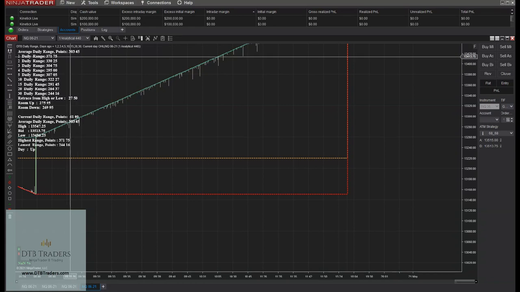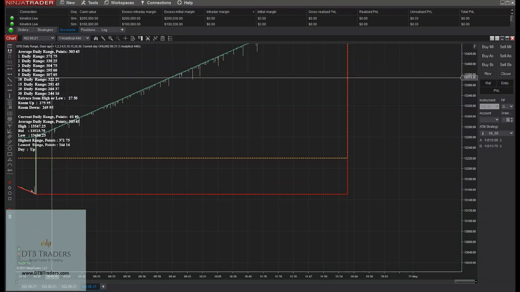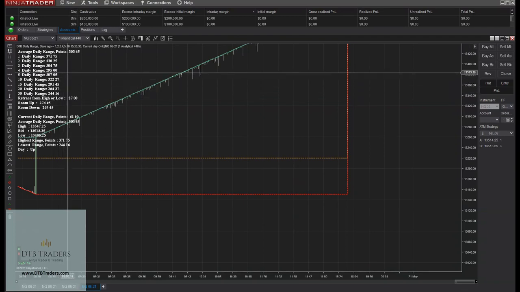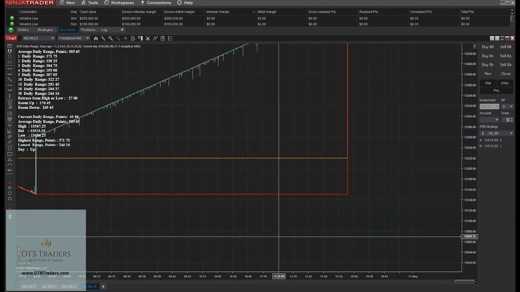But just from this over here, you can see that it's explaining the average daily ranges and how far price is more than likely going to be traveling for the rest of the trading day.